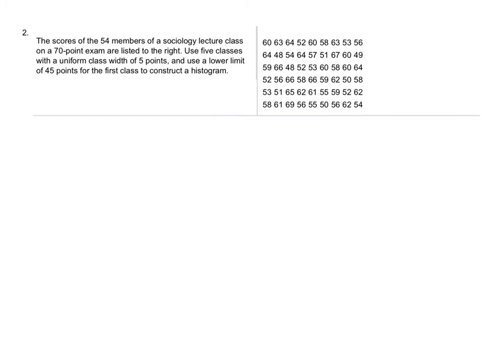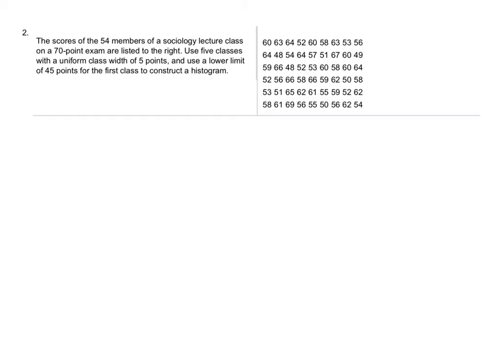Histograms. The scores of 54 members of a sociology lecture class on a 70-point exam are listed to the right. Use 5 classes with a uniform class width of 5 points and use a lower limit of 45 points for the first class to construct a histogram.